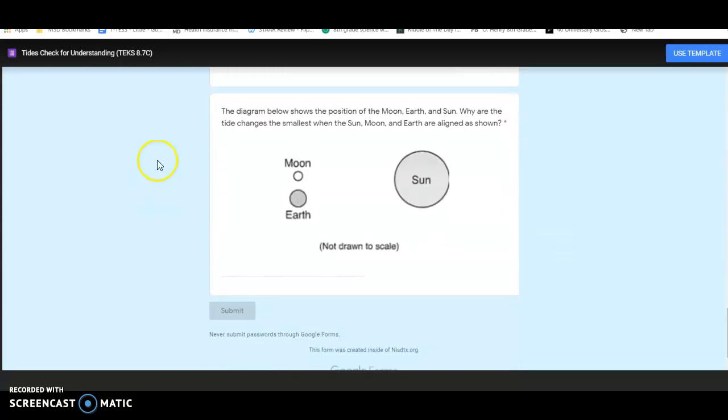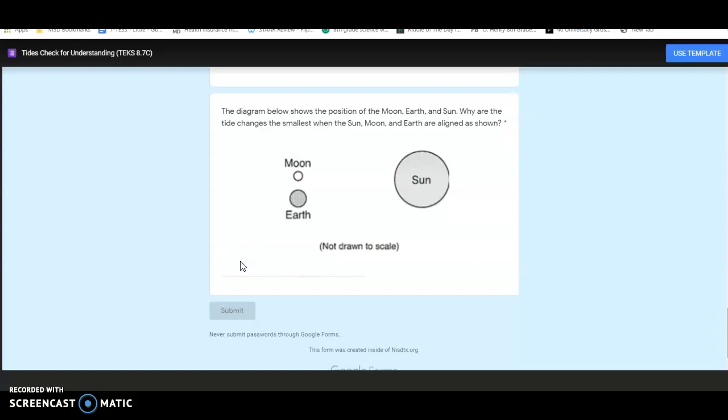Last question. The diagram below shows the position of the moon, earth, and sun. Why are the tide changes the smallest when the sun, moon, and the earth are aligned as shown? So, of course, you've got the sun here, the earth, the moon. First thing you'll need to do is figure out what phase is currently being displayed here. And then tell me why you think the tide change is the smallest when it's in this particular position.